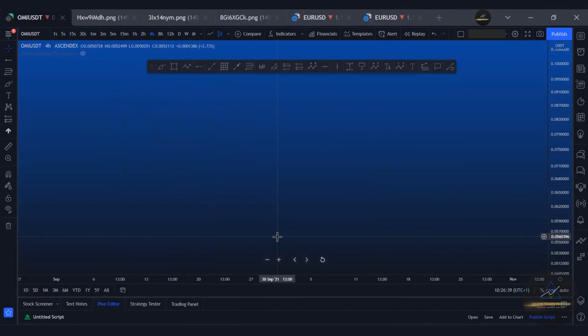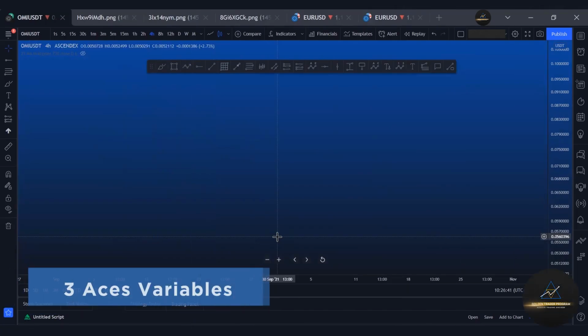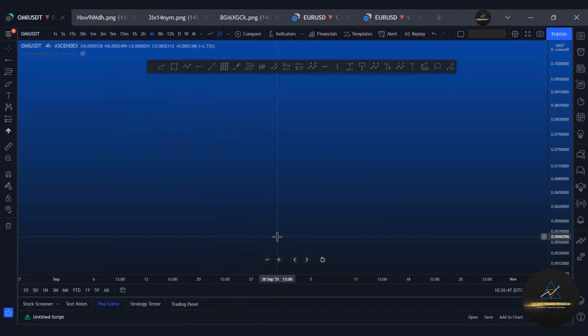Three aces. So what is the three aces? The three aces is an area where there's multiple confluences, a minimum of three. It could be a trend line, it could be a resistance, it could be a pattern. As long as there's a minimum of three confluences in one particular area that forms an X, or three aces, it's a powerful indicator to get in short.